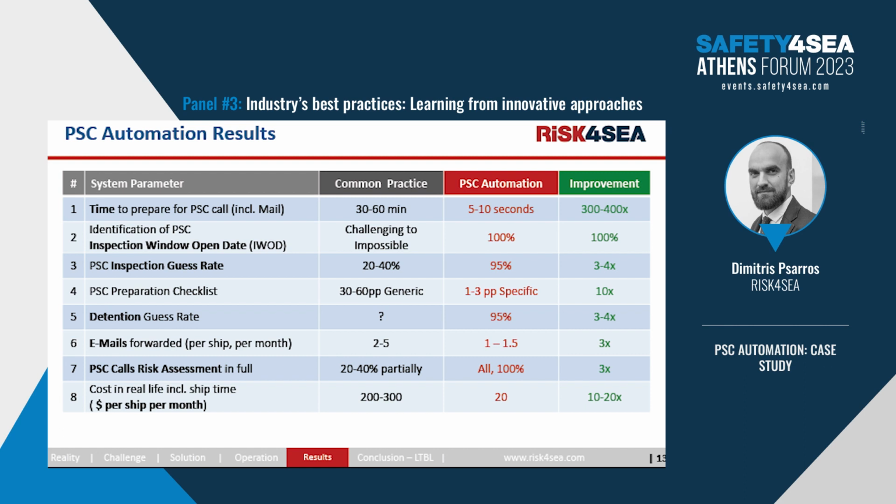Of course, I would like to stay on the emails that we need in order to inform the vessel. We need 1 to 1.5 emails per ship per month about the preparation, and we can assess every single call in full, which is partially useful for a ship operator.